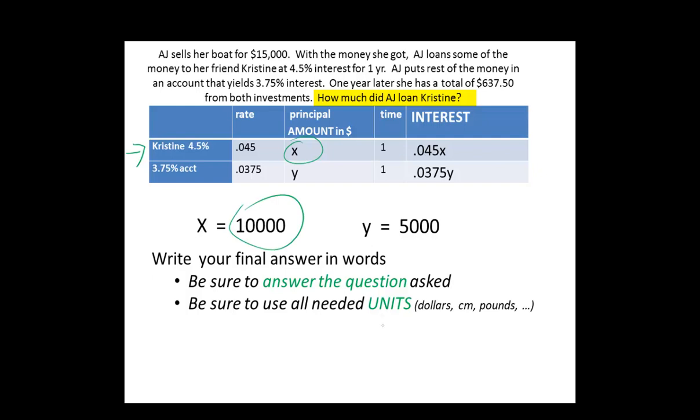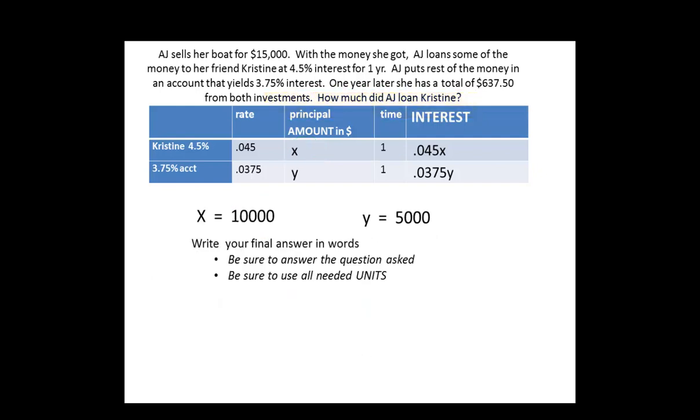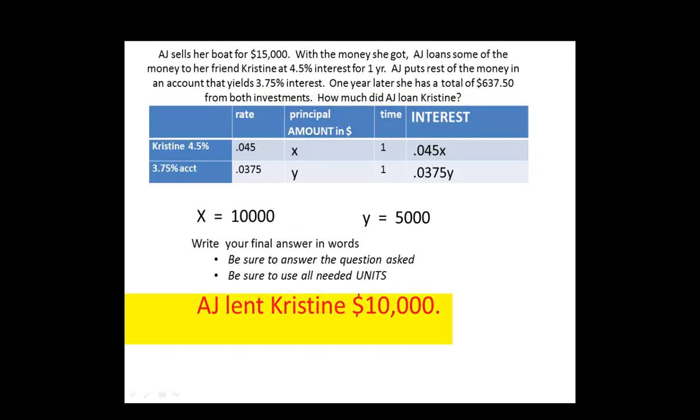We want to write in a sentence. Of course, we want to use dollar signs here. Here comes the answer. AJ lent Christine $10,000. And that concludes this video on mixture applications, and we had one example in this video.